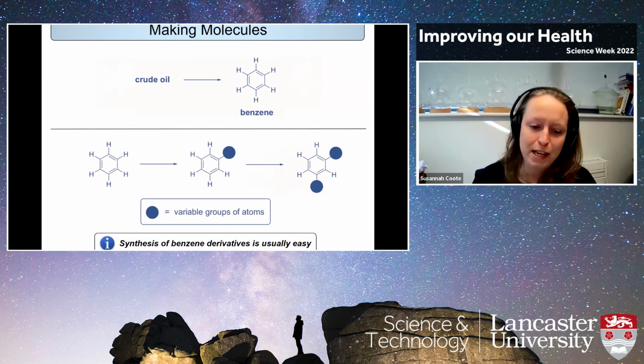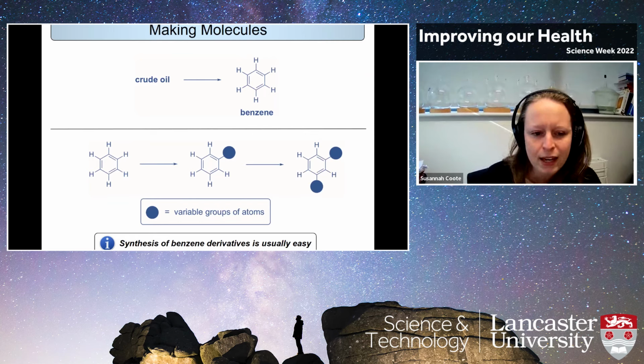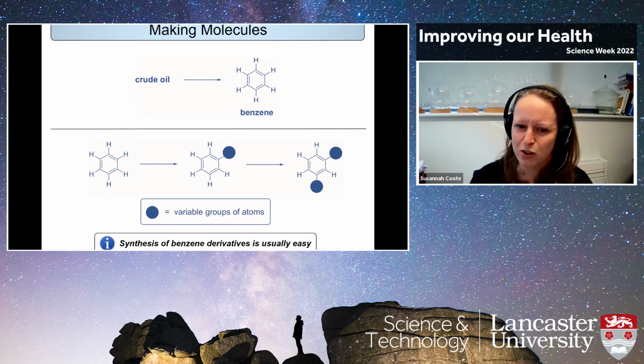Many of these sorts of processes are known from the 1800s even, and you start to learn about that sort of chemistry normally at A level, and then you develop that throughout an undergraduate degree, for example. But essentially, it's quite easy to take benzene and to add extra groups of atoms around that benzene ring. So the blue dot here just represents a group of atoms that are non-specified. And those could be carbon and hydrogen atoms, but they could also be other atoms as well. So nitrogen atoms, oxygen atoms, things like that.